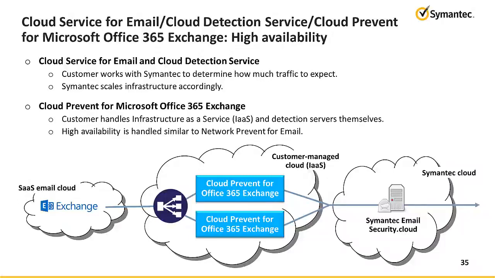It is expected that most customers will choose Cloud Service for email, but for those with Cloud Prevent for Microsoft Office 365 Exchange, the figure shown here provides a sample HA architecture. This diagram shows a load balancer distributing email across 2 Cloud Prevent for Microsoft Office 365 Exchange servers running in a customer-managed cloud. Symantec Email Security.Cloud provides the last hop MTA service for the outbound email. Customers with Cloud Prevent for Microsoft Office 365 Exchange install and manage their own detection servers in an approved Infrastructure as a Service or IaaS environment that they have procured.